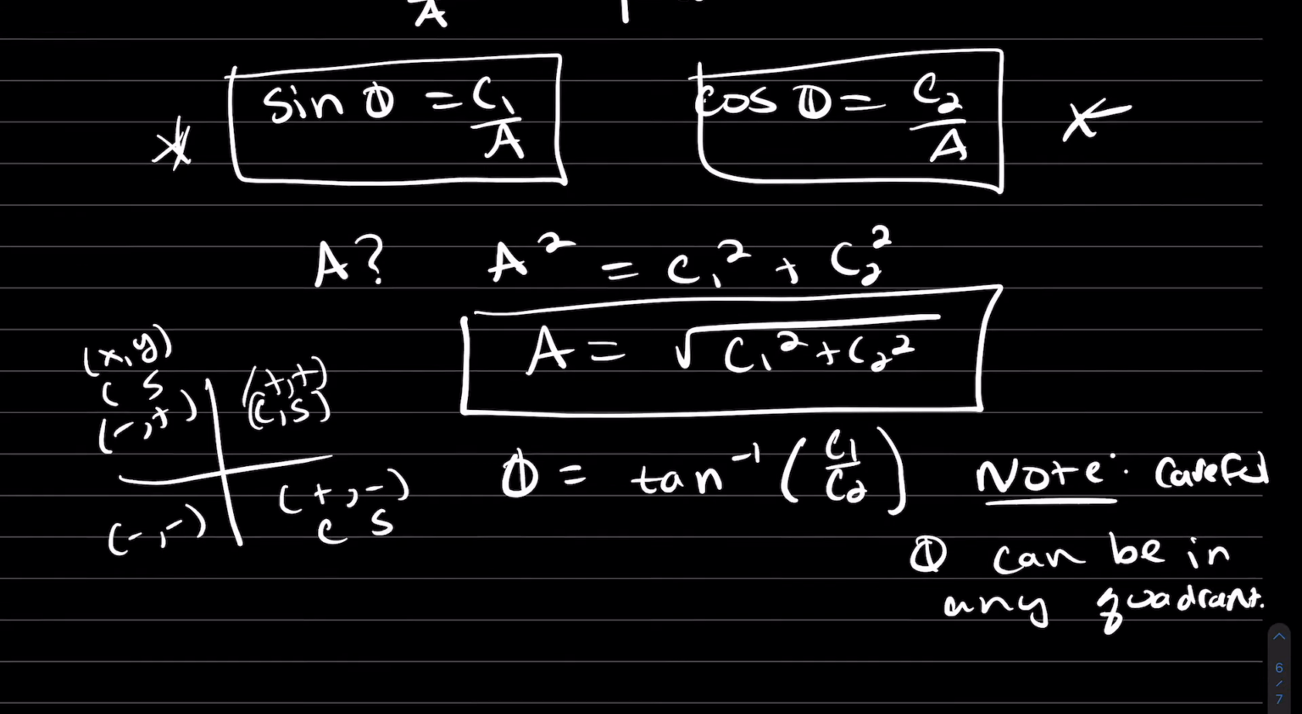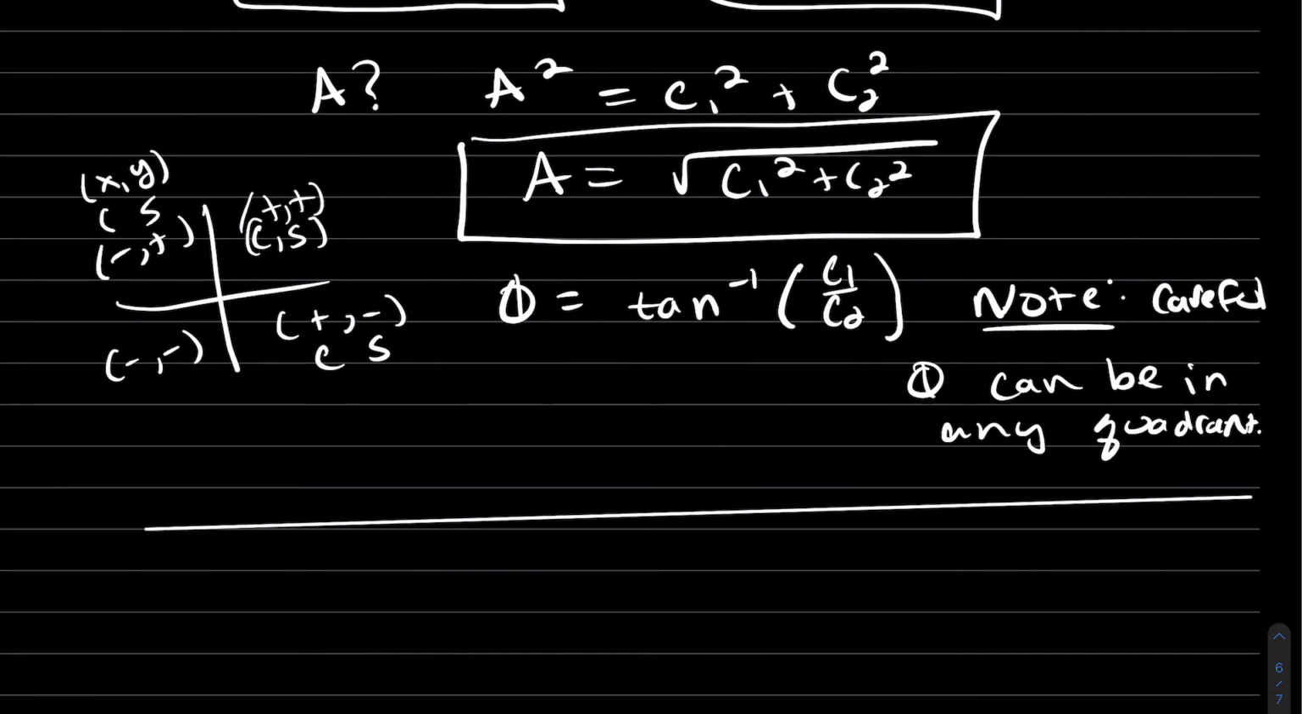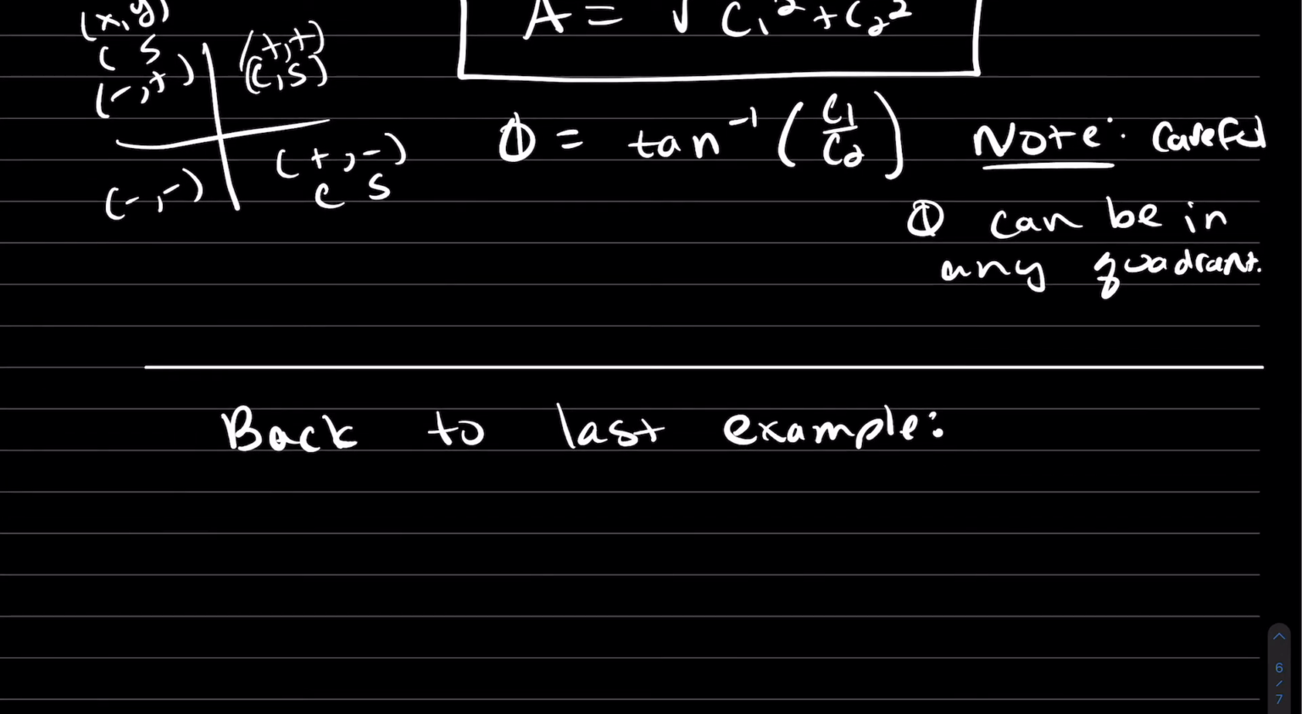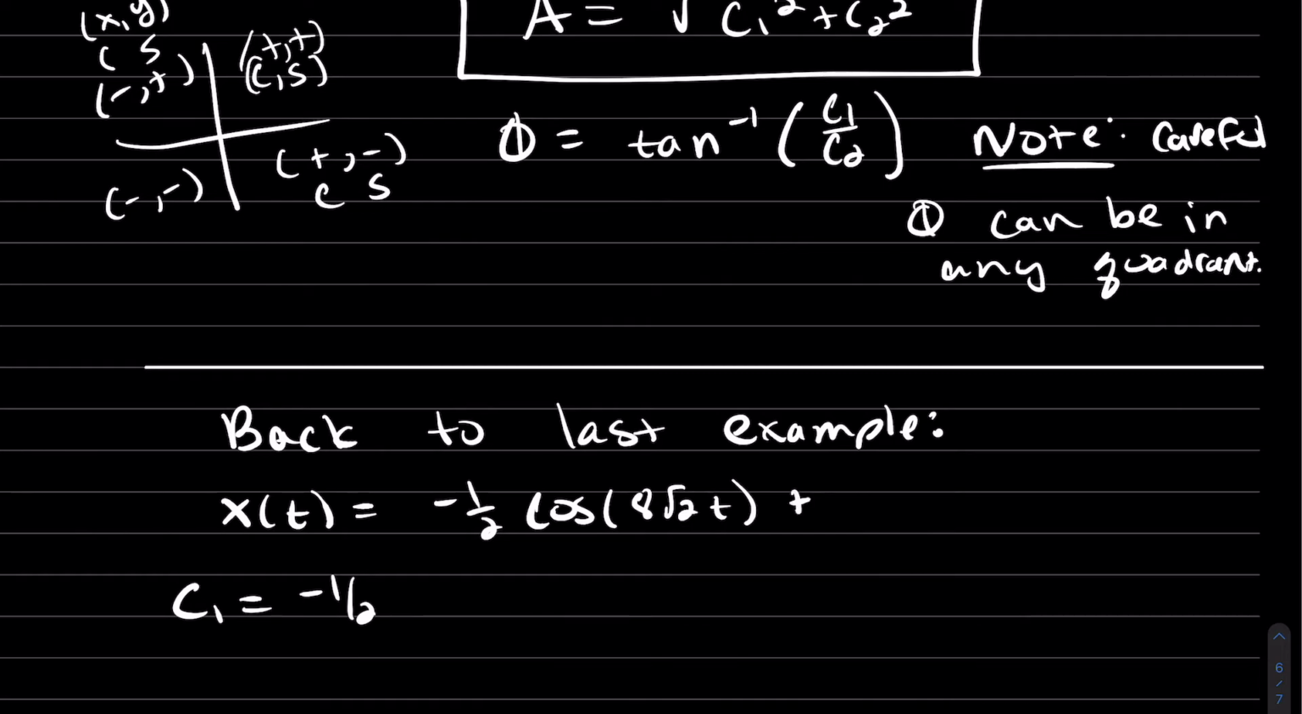Okay, now let's go ahead and just convert our last example. So let me write out our equation. We had C1 equals negative 1/2. So let me write the equation. So x of t equals minus 1/2 cosine of 8 root 2 t plus root 2 over 8 sine 8 root 2 t. So C1 is negative 1/2. We'd already found this and written this out. C2 is square root of 2 over 8.